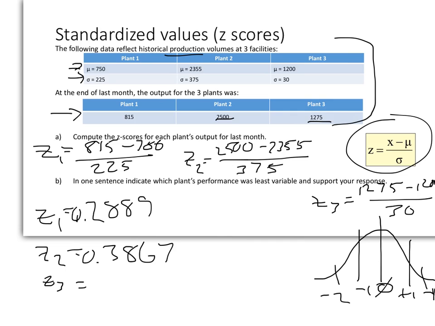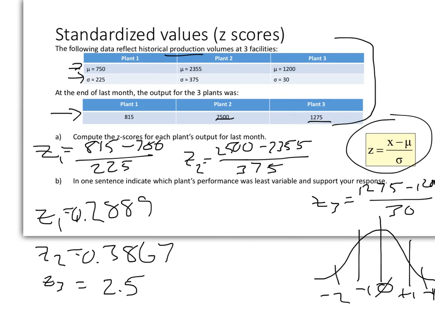So this is just under a third of a standard deviation. This is just over a third. And then this one is going to be 1275 minus 1200, so that'll be 75 over 30. So that's going to be 2.5. Again, 2.5 standard deviations above the mean for plant 3.